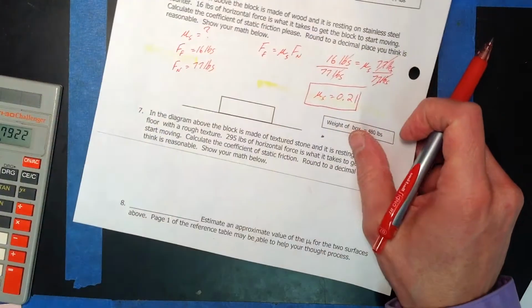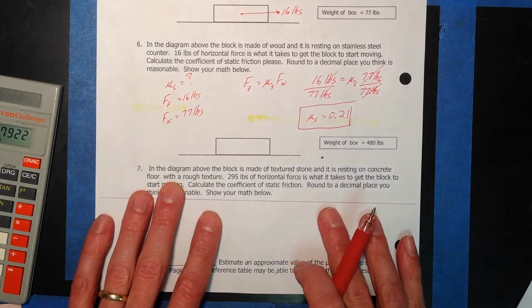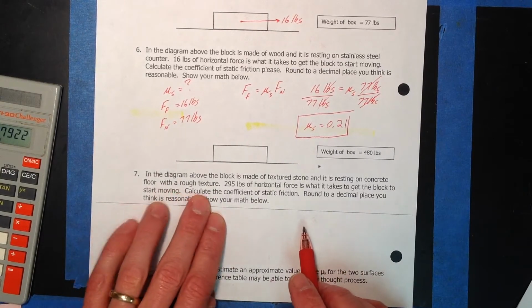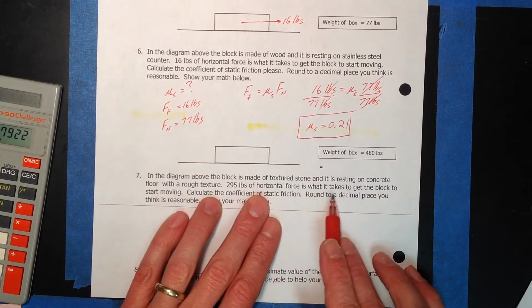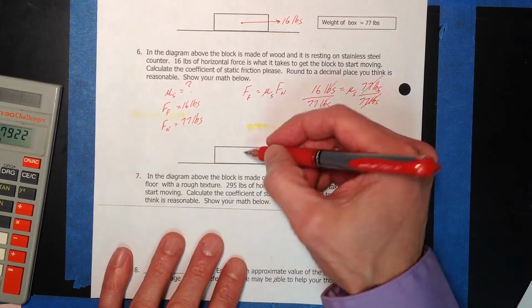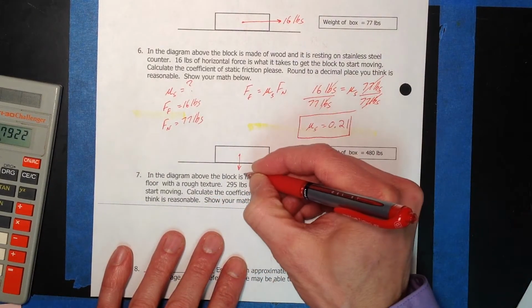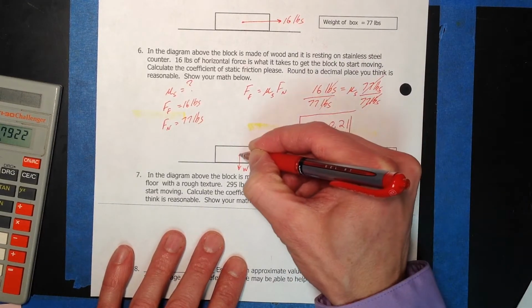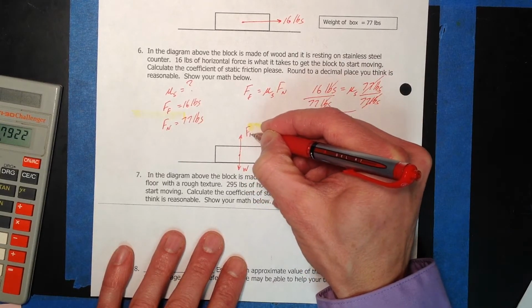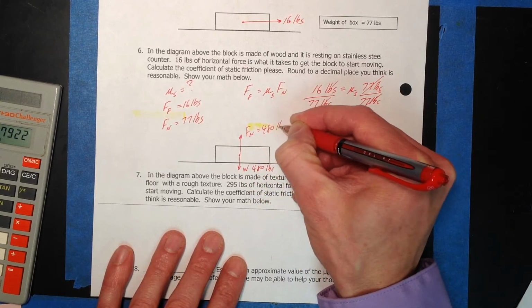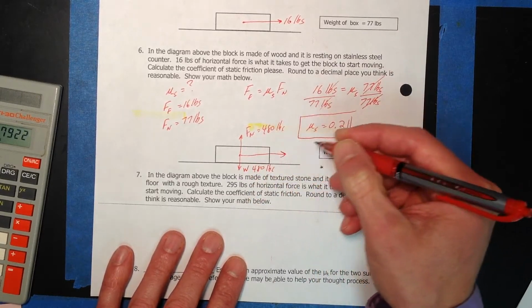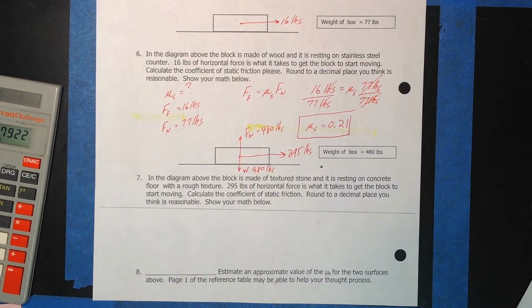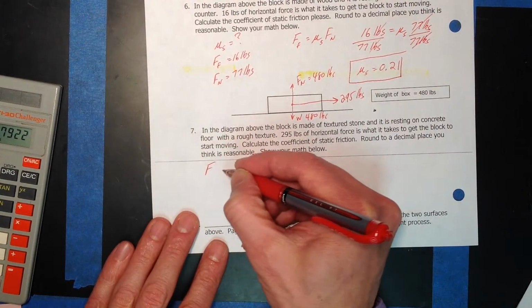And then in 7, excuse me, in the diagram above, the block is made of textured stone and is resting on a concrete floor with a rough texture. 295 pounds of horizontal force is what it takes to get the block to start moving. If you want to label, definitely label the diagram to help you for sure. So that's normal force 480 pounds, and then I apply, if I'm moving it this way, my force applied is 295 pounds of force. We're calculating the coefficient of static friction. Same basic idea.